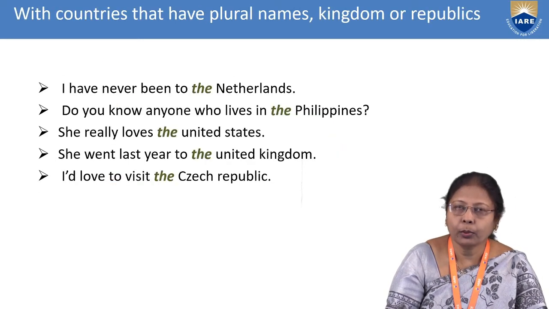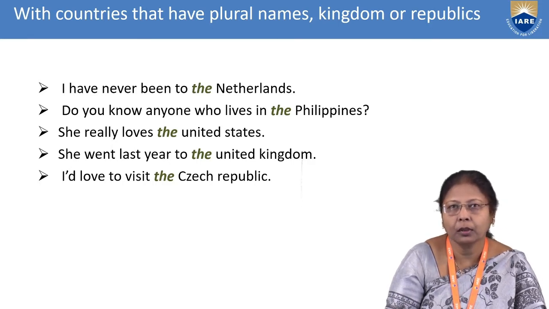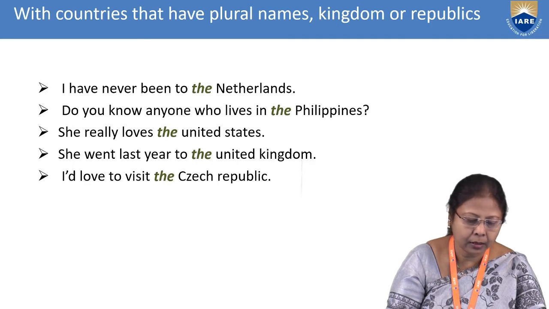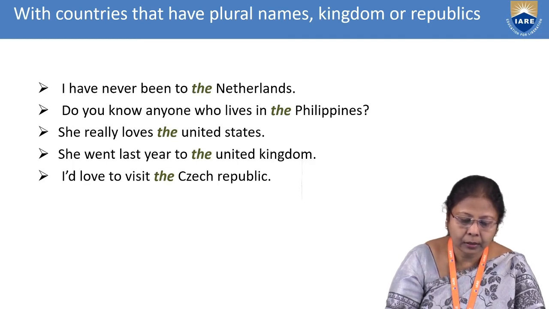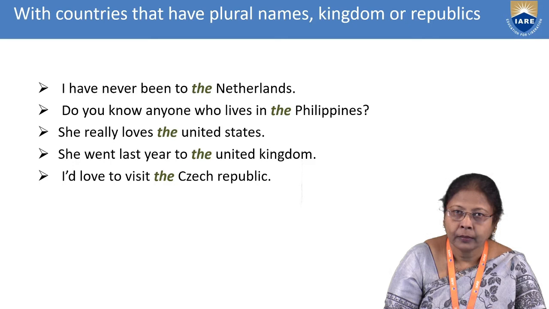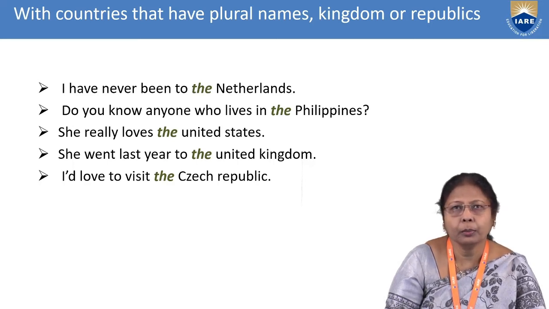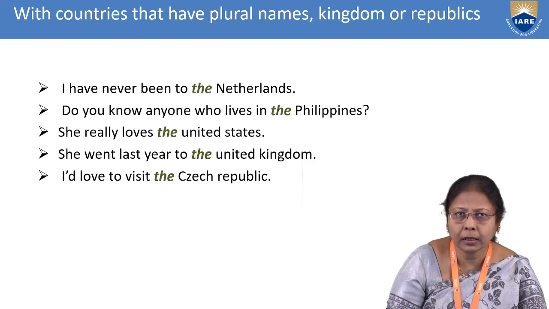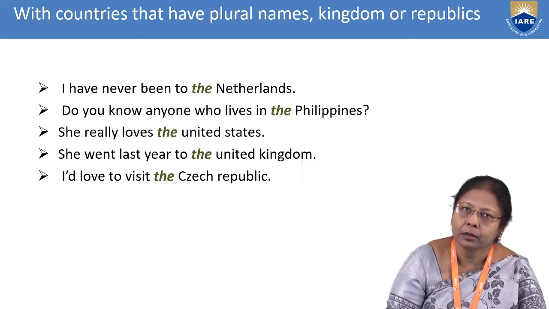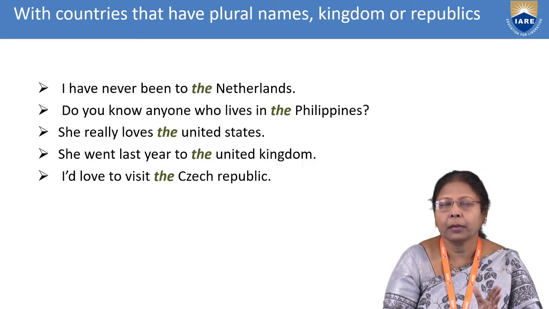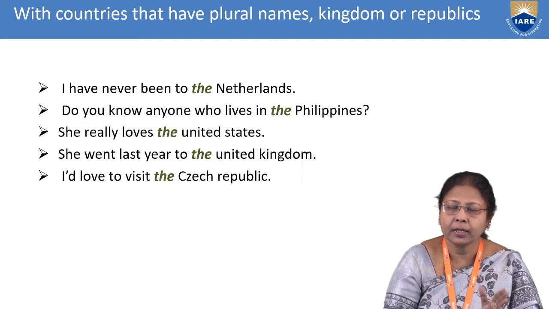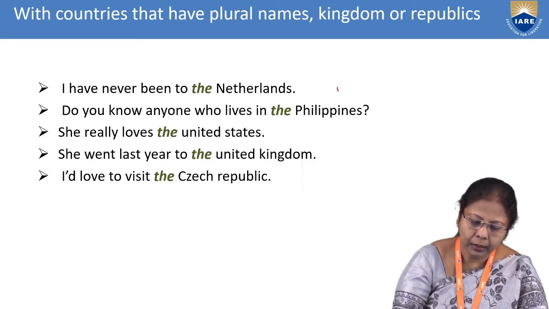With countries that have plural names, kingdoms and republics, everybody knows this rule. Just to remind you, I am telling here: the Netherlands, the Philippines, the United States, the United Kingdom, the Czech Republic. So these are the plural names of countries, kingdoms or republics. That's why before these we compulsorily have to put the definite article "the".